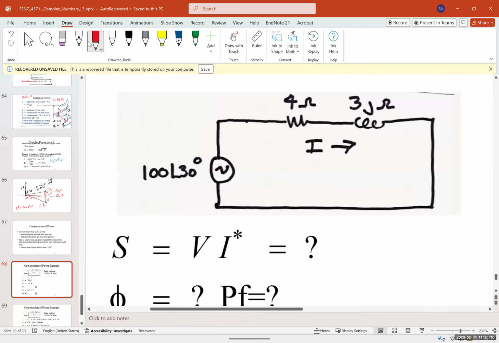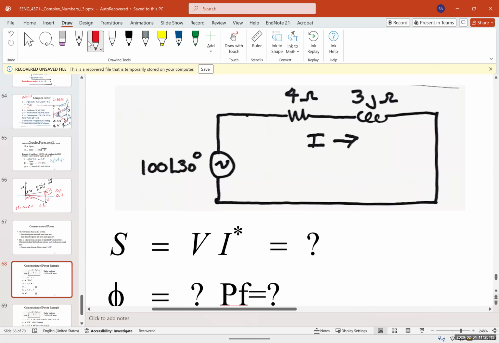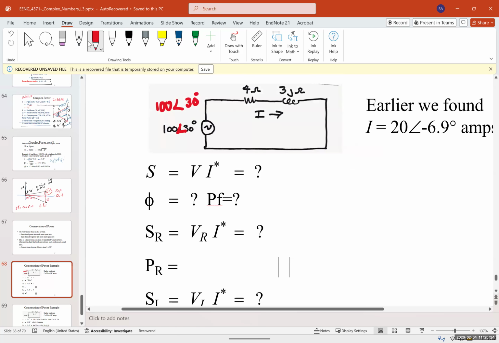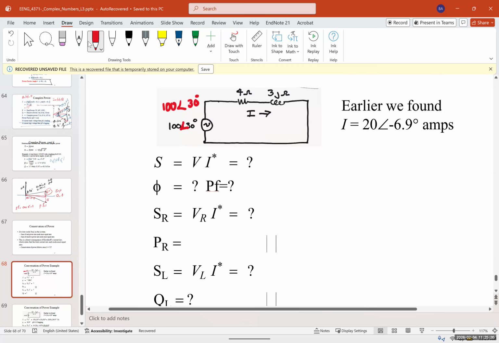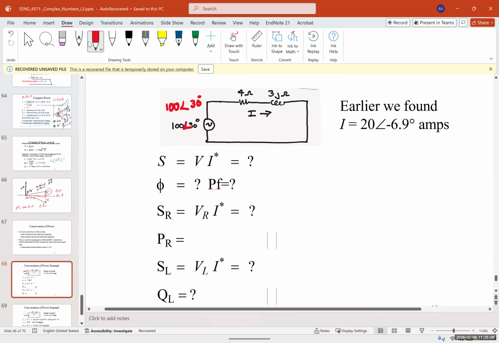It's 100 with an angle of 30 degrees. And from earlier, we found that I is equal to 20 with an angle of negative 6.9 degrees. So this is a continuation of the previous problem. But even if we didn't have that, we can easily use KVL to find the current, but it's already given.